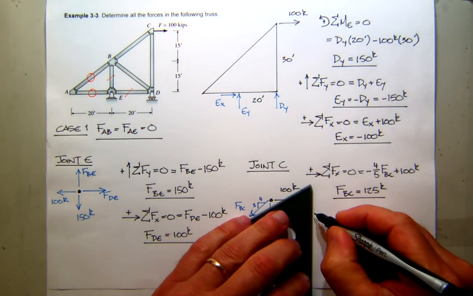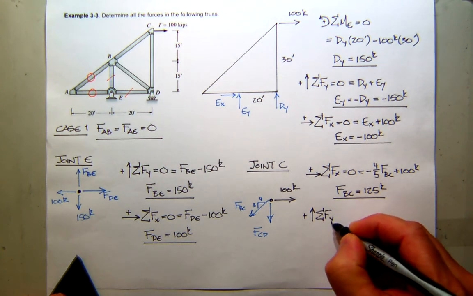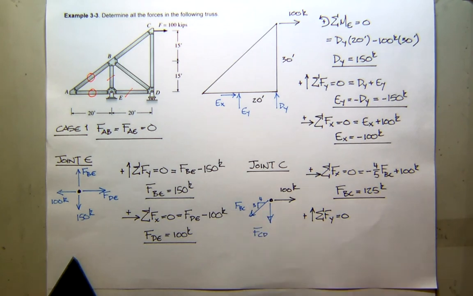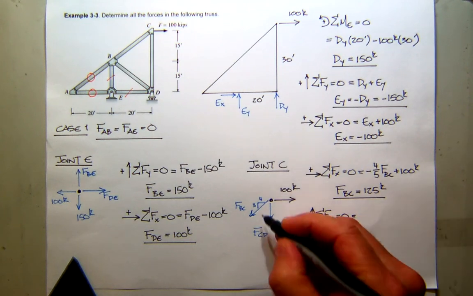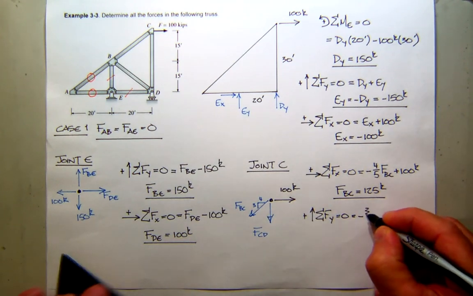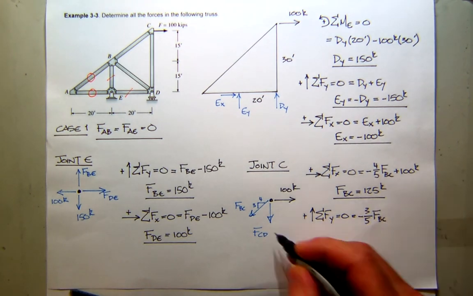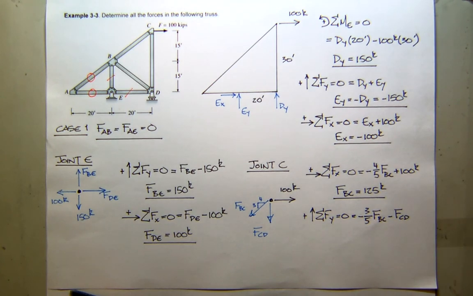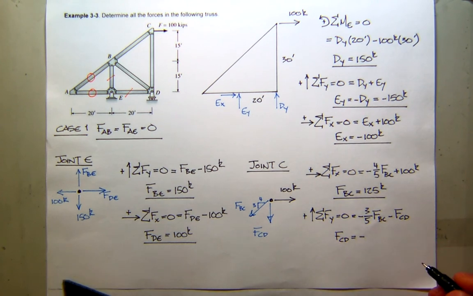And now I can finish off my equilibrium by summing forces in the y direction. Now I'll have to include my result for BC. That one is going down. The vertical component is the 3 to 5, so that's minus 3/5 of the force in BC, and also minus the force in CD. So it looks like CD is going to be negative, and it's 75. Does that sound right? Yes.